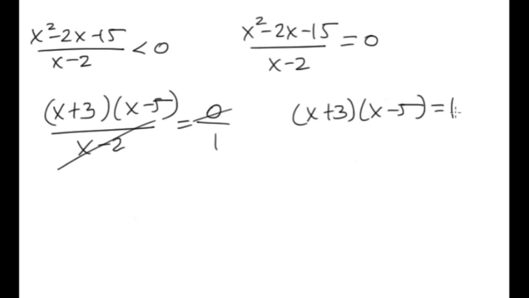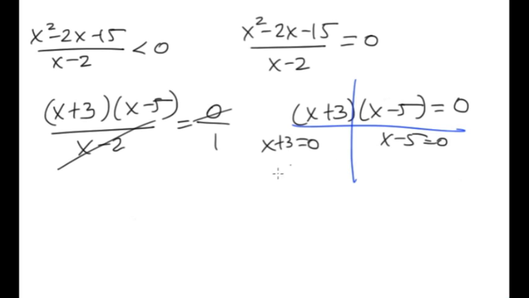1. Wait, am I doing this right? Oh wait, no. What am I doing? So 1 times x plus 3 times x minus 5 is x plus 3 times x minus 5, and x minus 2 times 0 is just 0, right? Like that. Sorry, I hope I didn't confuse anybody. I confused myself for a second there. So x plus 3 is equal to 0, x minus 5 is equal to 0. So x is equal to negative 3, and x is equal to positive 5.